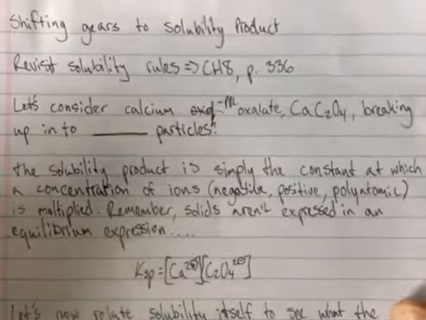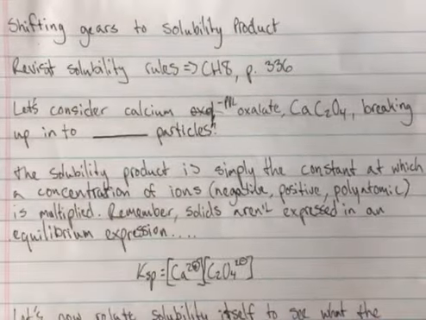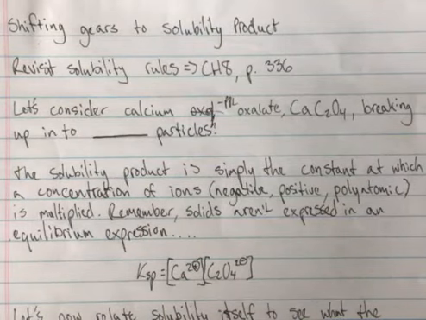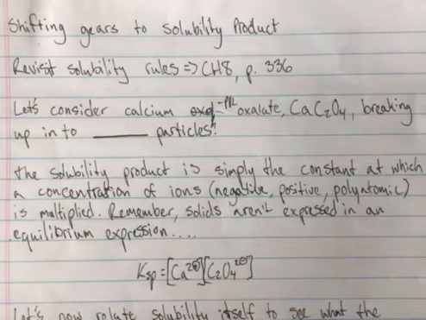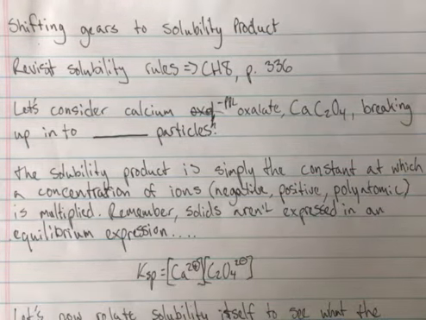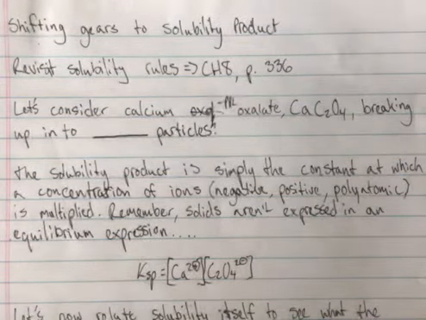Okay, so let's look now at a different topic. We're shifting gears to solubility products. If you're a little bit shaky on solubility rules, you can revisit that in Chapter 8, page 336, and look at some of those textbook examples of things that are insoluble. Furthermore, you can look into the appendix and look at some of the KSP values that you'll find.